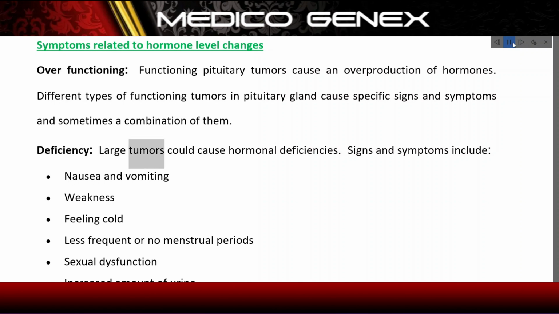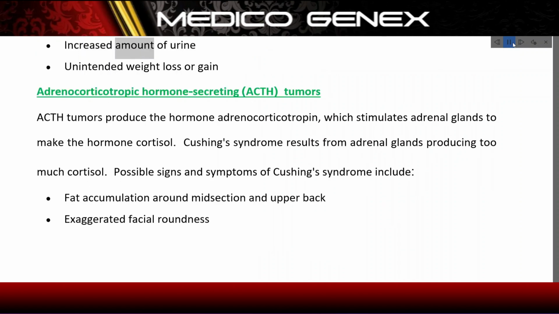Deficiency. Large tumors could cause hormonal deficiencies. Signs and symptoms include nausea and vomiting, weakness, feeling cold, less frequent or no menstrual periods, sexual dysfunction, increased amount of urine, unintended weight loss or gain.